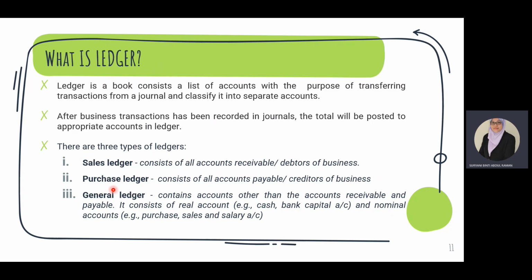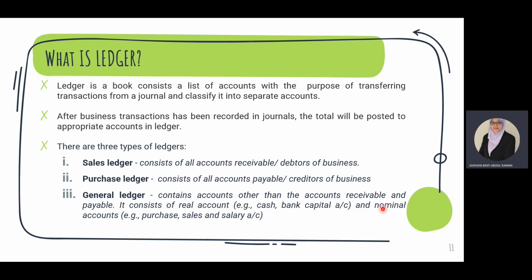Finally, we have the general ledger. This general ledger will contain all accounts other than accounts receivable, which have been recorded in the sales ledger, and accounts payable, which have been recorded in the purchases ledger. So it could consist of real accounts such as cash account, bank account, and capital account, and nominal accounts such as purchase, sales, and salary account.